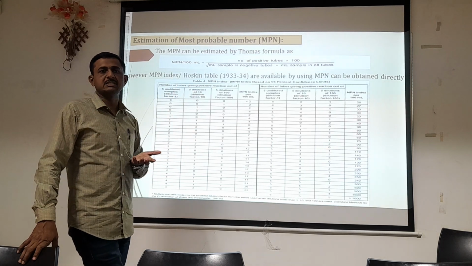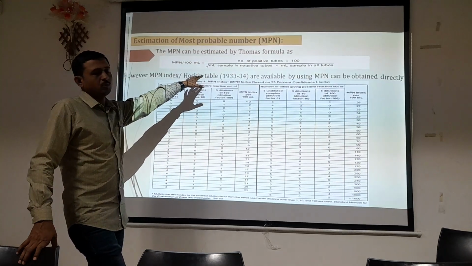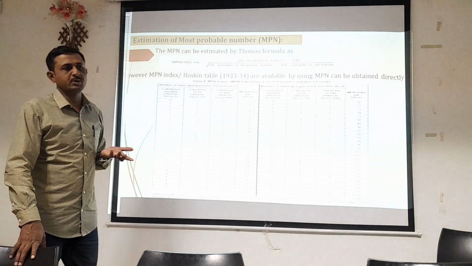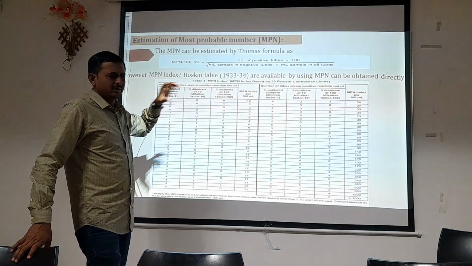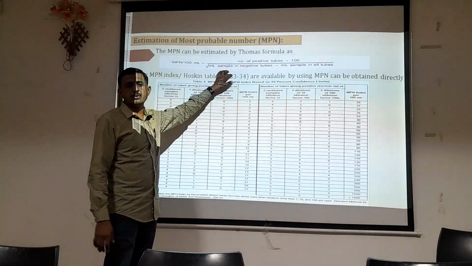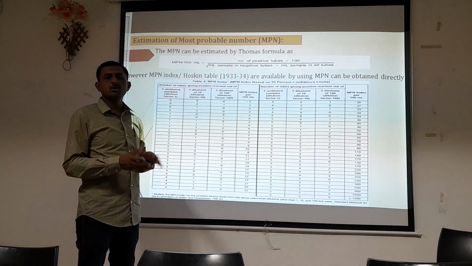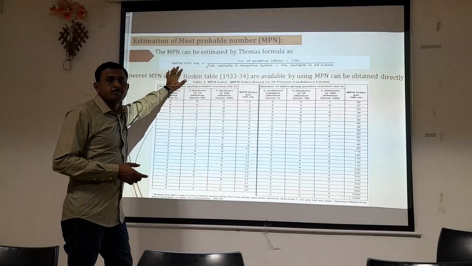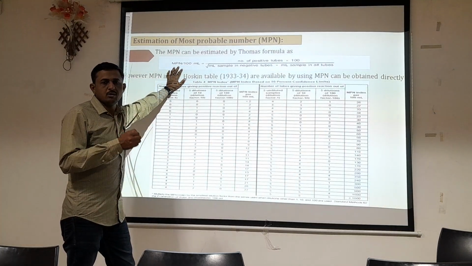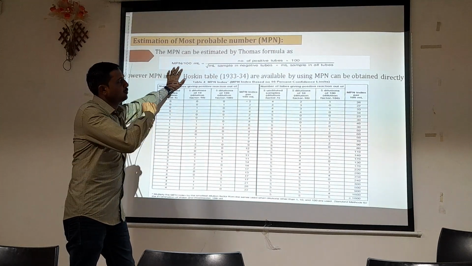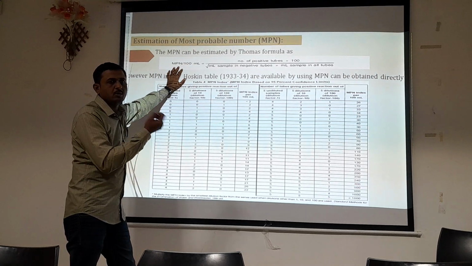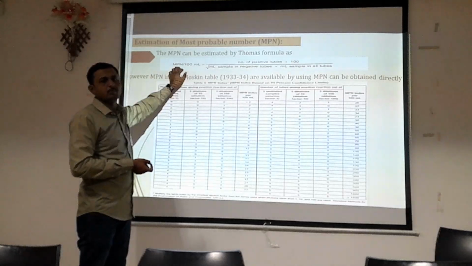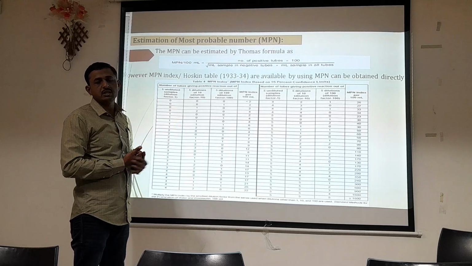For double strength and single strength water samples, you have to count with respect to your negative report. For negative tubes you have to count the ml of sample, and for positive reports you have already recorded your result, and on that basis you can count the MPN of that particular water sample per 100 ml. So whatever result you obtain, you can say that that number of organisms are present in that particular 100 ml of water sample.